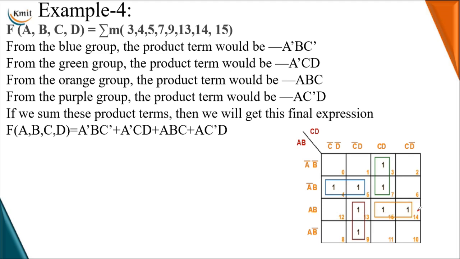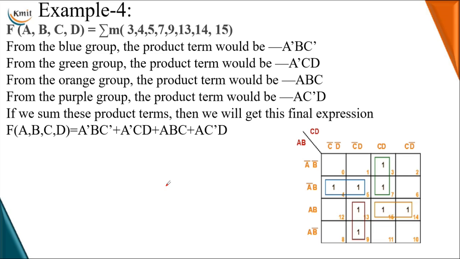Here orange is A B C, and this purple has the common variables A row wise, and column wise it is C bar D. So by ORing all of these, we get the minimal expression. Upon getting the minimal expression, we need to draw the logic diagram. This is for today's session.